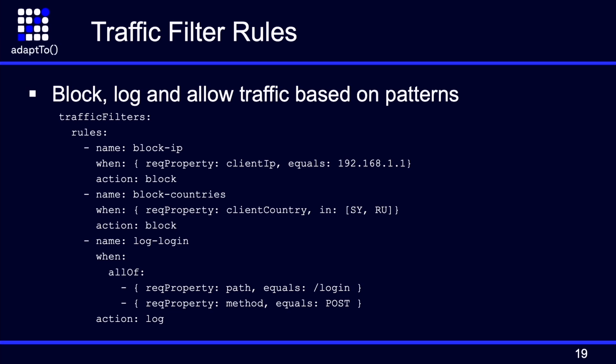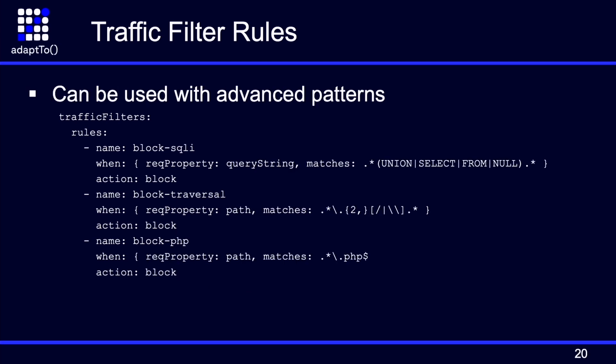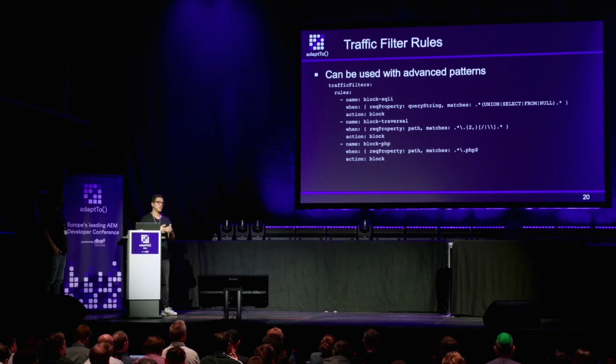Of course, with traffic filter rules, you can also try to block more advanced patterns. I would even say you could try to develop your own simple WAF that you will deploy at the CDN. Here are a few examples of how you could look for SQL injections by looking for the most common SQL keywords in the query string, how you could block path traversal attacks on your website, or even how you could block PHP extensions, as AEM is not doing anything with PHP, and PHP is one of the main targets of vulnerability scanners. It just makes sense to block it.